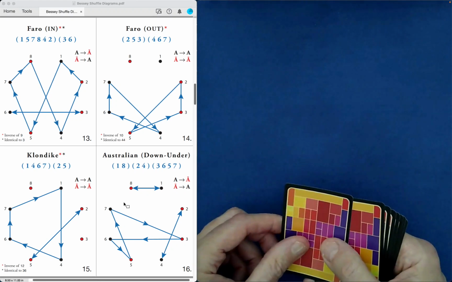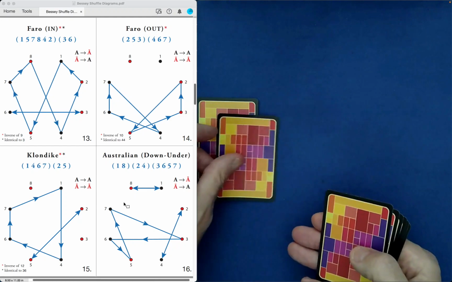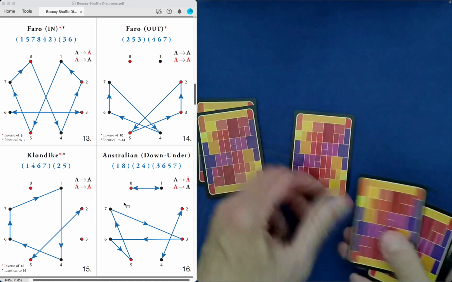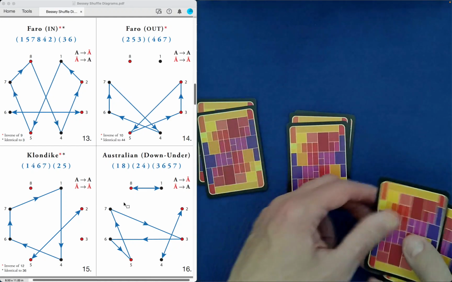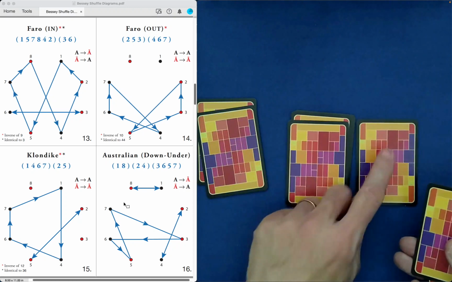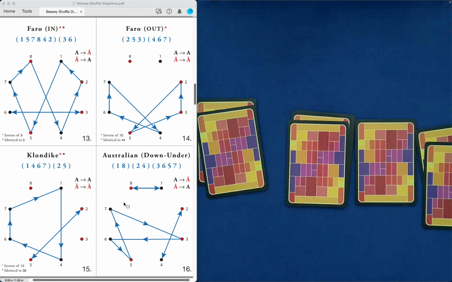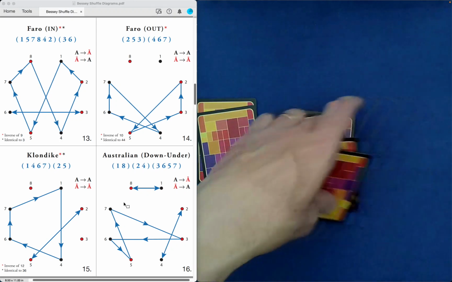We can do another one of those. Tell me when to stop dealing. Stop there. Okay. Stop right there. Okay. And then stop there. Okay. And then we'll stack from right to left.